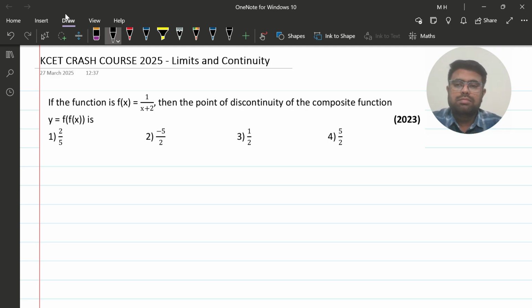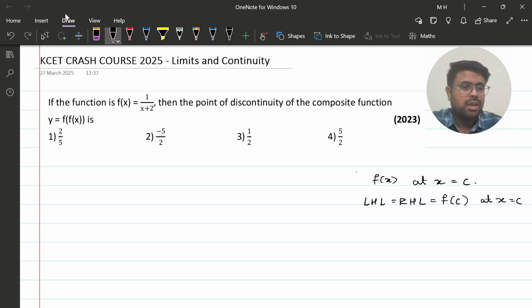If you look at the points of discontinuity and the definition of a continuous function, a function f of x is said to be continuous at x equal to c when the left hand limit, the right hand limit, and the value of the function f at c are all three equal. So at x equal to c, the left hand limit, right hand limit, and the value of the function are equal. When this is satisfied, then we say that the function is continuous.